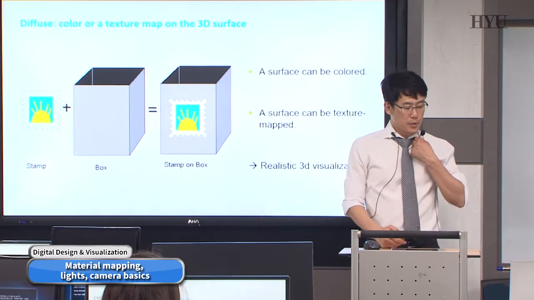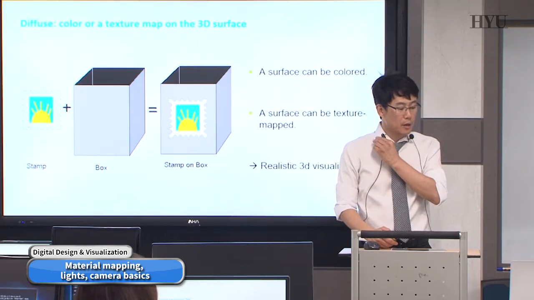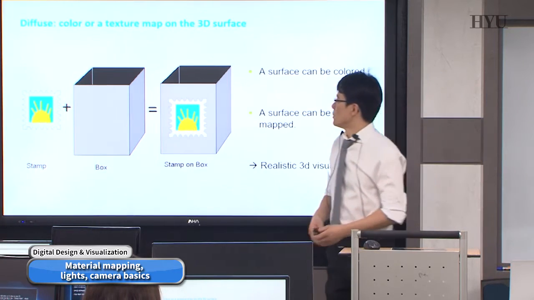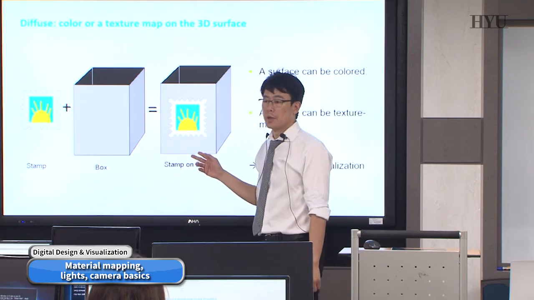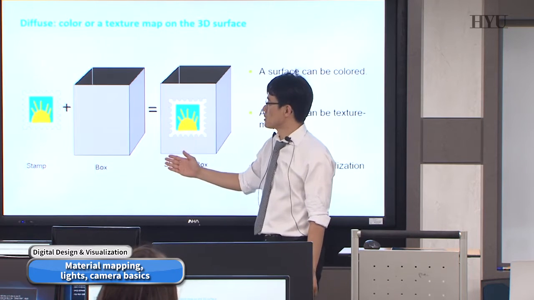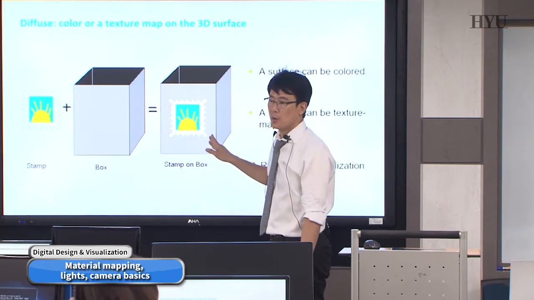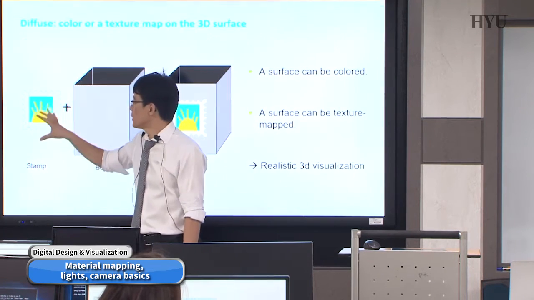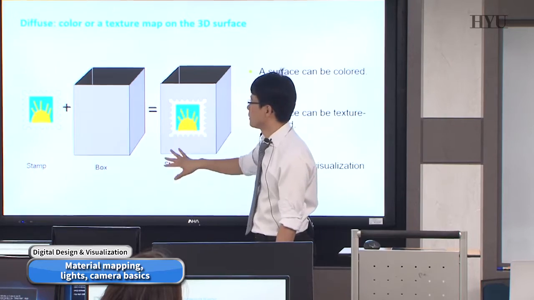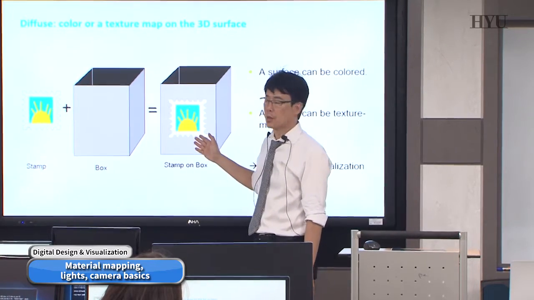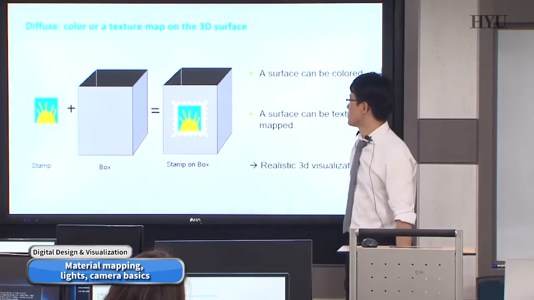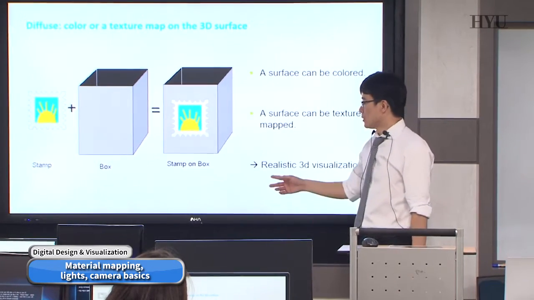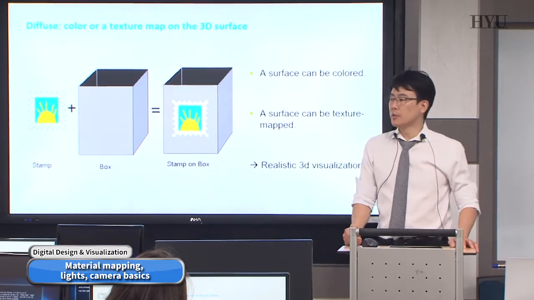Let's take a look at diffuse. Diffuse means color or a texture map on the 3D surface. Whether it's solid or surface, it doesn't matter. Anyway, on the surface of this object, another surface, this is a flat image, but this image can be attached and mapped, so-called texture mapped, on top of the surface. In order to see this surface colored or texture mapped, okay, for realistic 3D visualization.